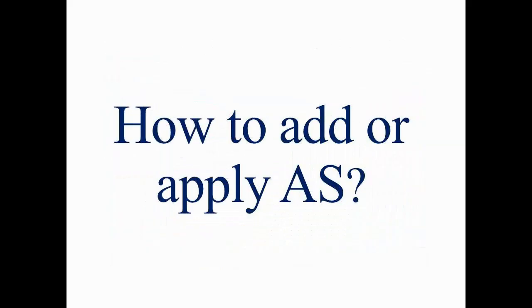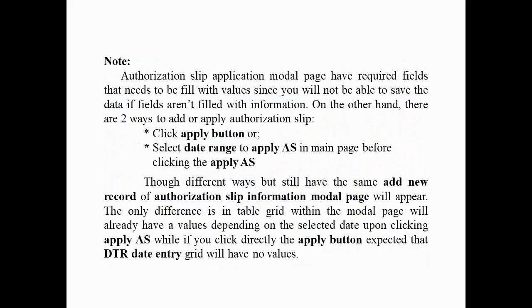How to add an authorization slip application. Take note, the authorization slip application modal page has required fields that need values, since you will not be able to save the data if the fields aren't filled with information. There are two ways to add an authorization slip application: click the Apply button, or select a date range to apply AS.